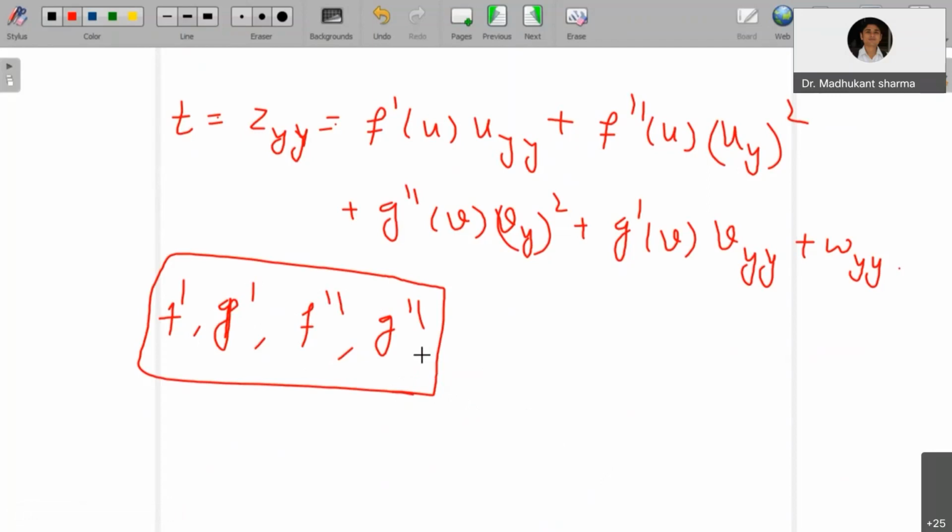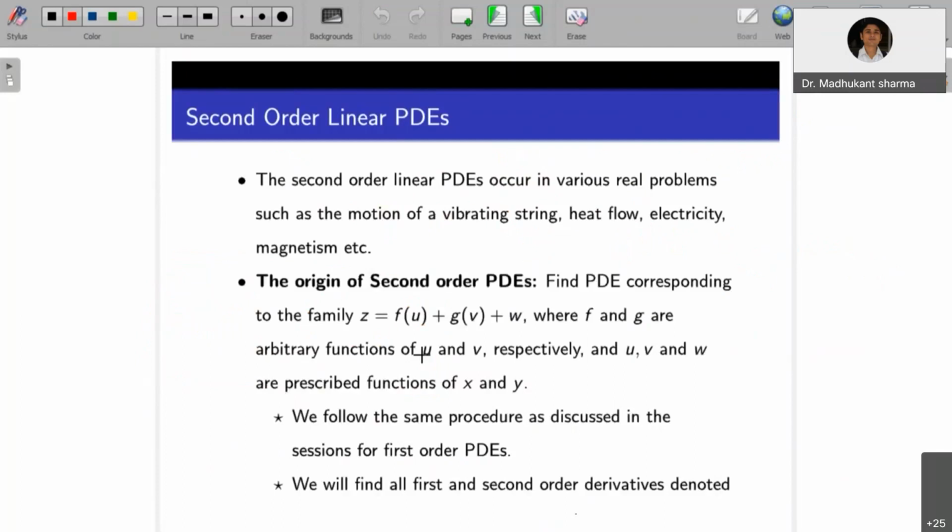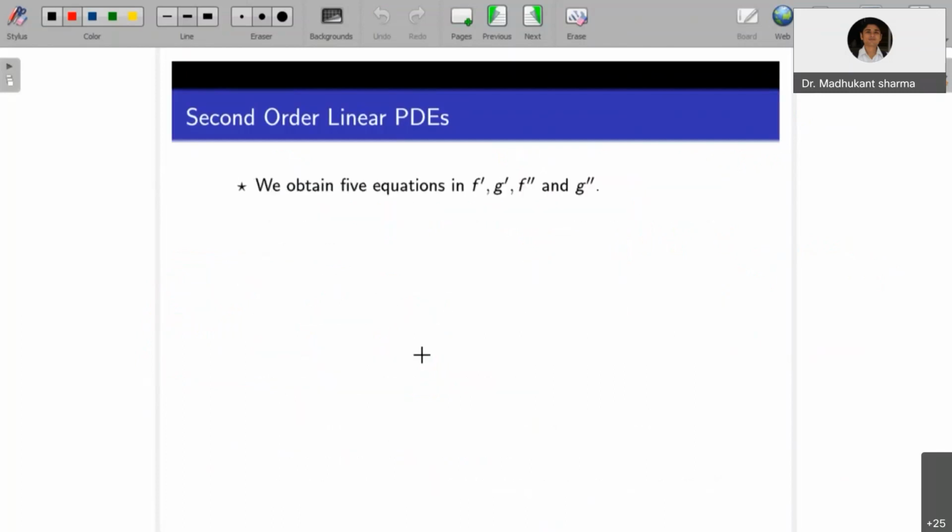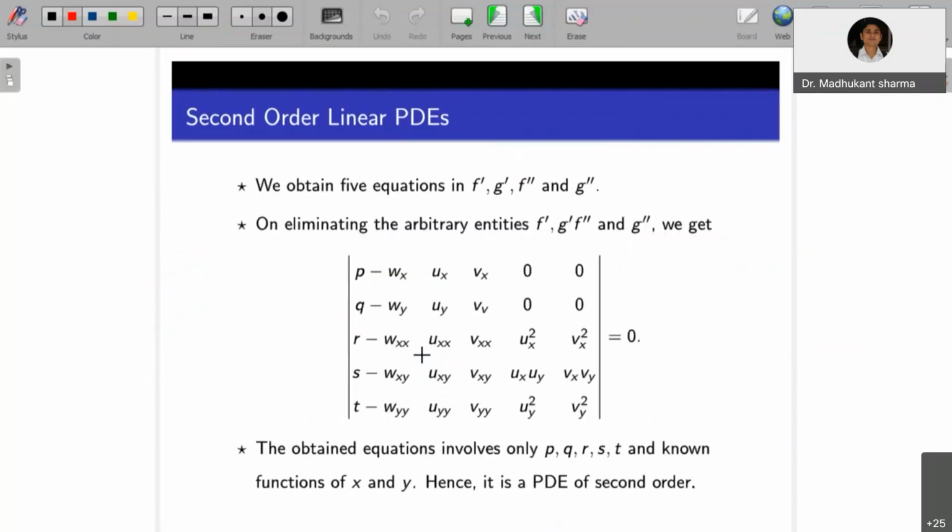So I'm just now directly jumping to the final case. So we obtained five equations in F dash, G dash, F double dash, and G double dash. And so on eliminating the arbitrary quantities, you have this. So this is the first equation, right? Ux f dash, so this is a coefficient of f dash. This is a coefficient of g dash. This is a coefficient of f double dash. This is a coefficient of g double dash in the first equation.